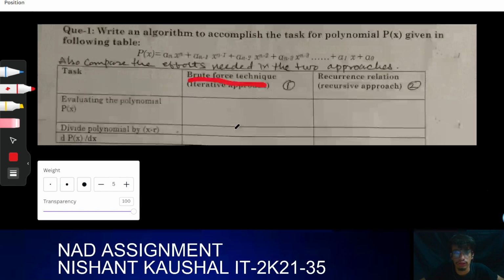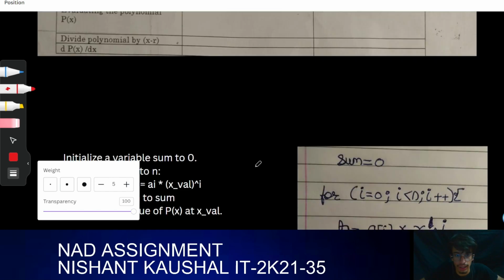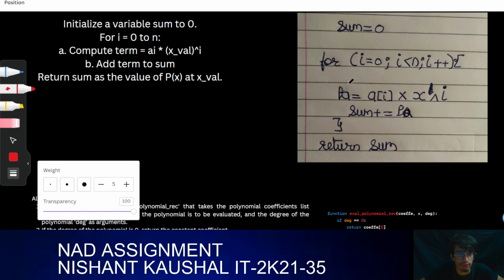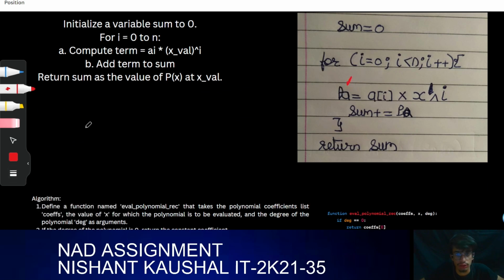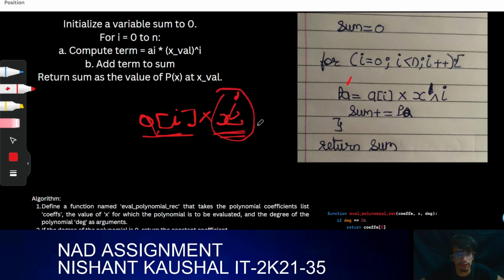we can represent a polynomial as, let's say, a variable. So we can represent the polynomial in the form of a[i] times x to the power i. These are the values that are stored in an array and multiplied by the x in a for loop, and they are added continuously in the variable sum.